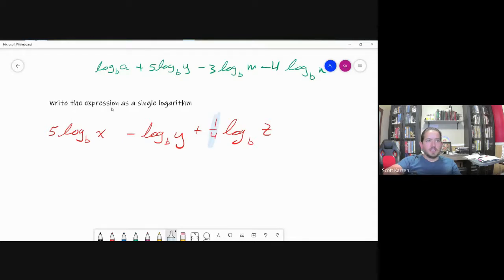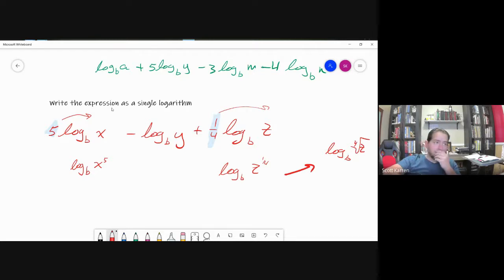The first thing I want is any numbers in front, any multipliers, I want those to come up using that power rule and be exponents. So I'll write this as log base b of x to the 5th. And I'll write this other one as log base b of z to the 1/4. You could also write this as log base b of the 4th root of z, because that's what the 4th power means. This other guy, minus log base b of y, there's no coefficient in front, so you don't have to worry about it. And so I have this.